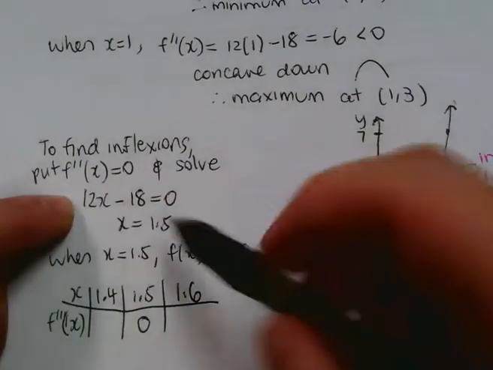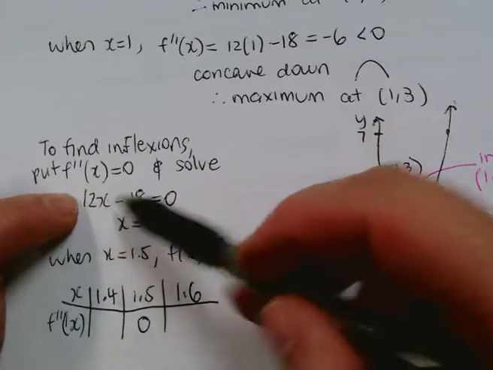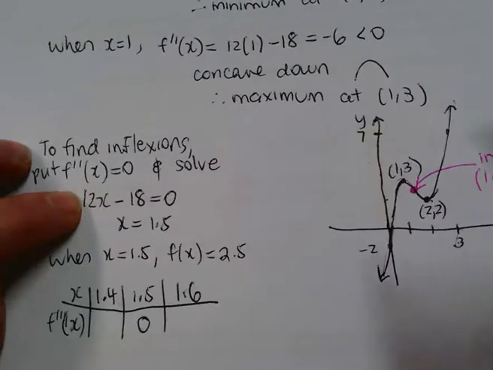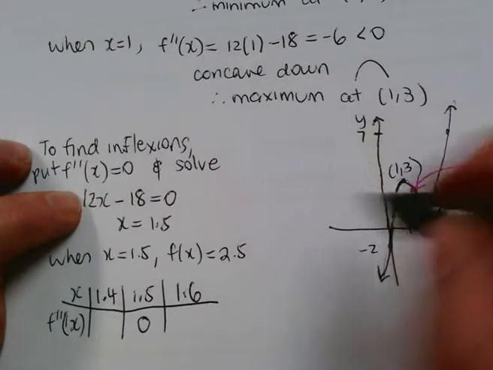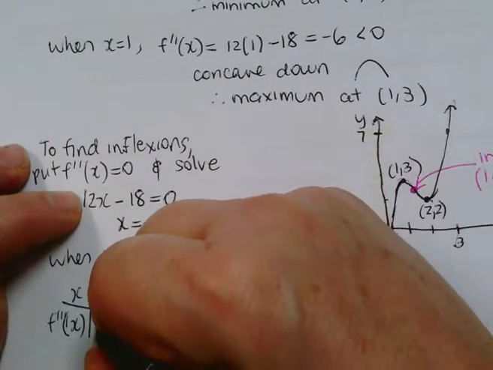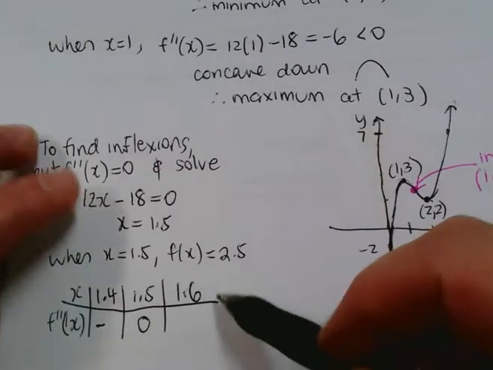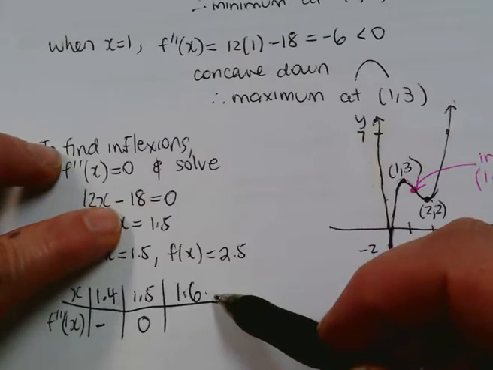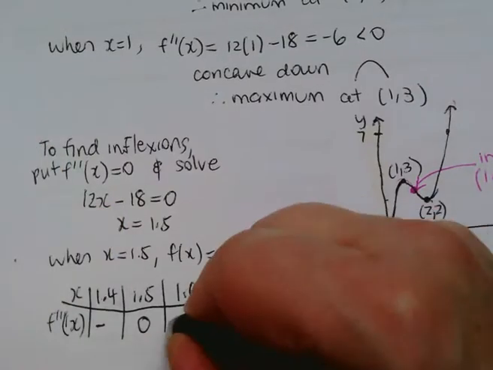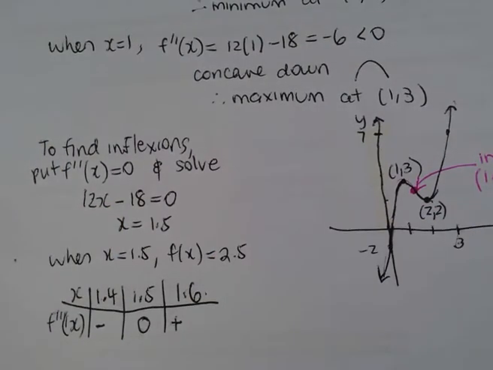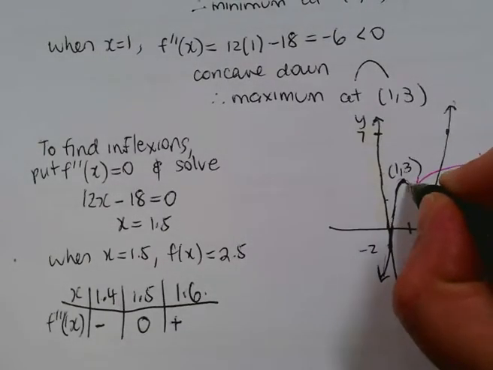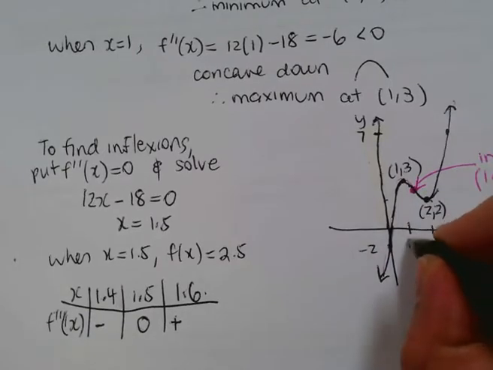You can tell this is the second derivative. If I put 1.4 times 12 minus 18, you should get a negative answer. And if you do 1.6 times 12 minus 18, can someone do it? You should get a positive answer. Has anyone done them? Look, I know I'm going to get a negative answer because it's concave down there and here it's concave up after the 1.5.